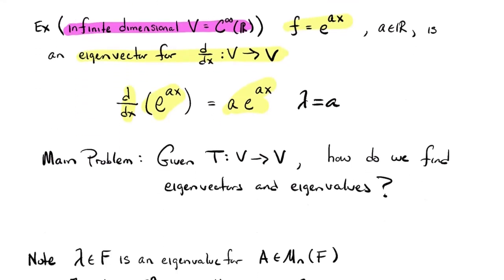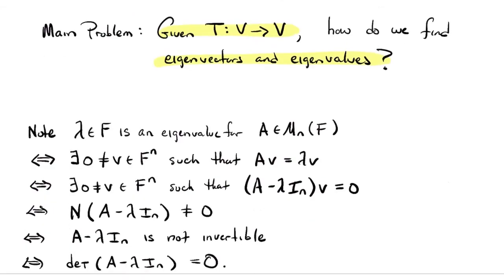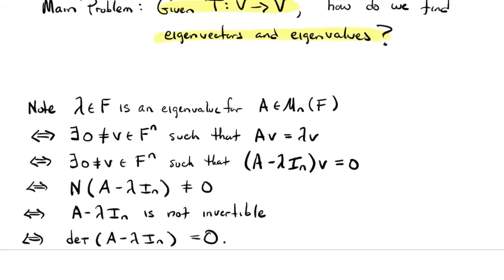So now, after having that little excursion into the calculus, let's state our main problem. Our main problem is somebody hands me an operator or matrix, doesn't matter, either one. How do I find its eigenvectors and its eigenvalues? That's the problem. So we're going to start by picking that apart. We're going to find eigenvalues first. Turns out to be a nice technique.